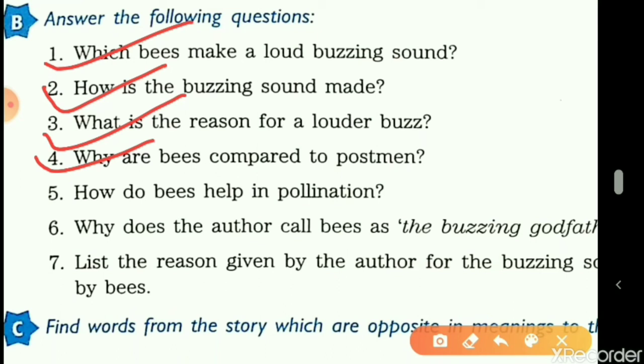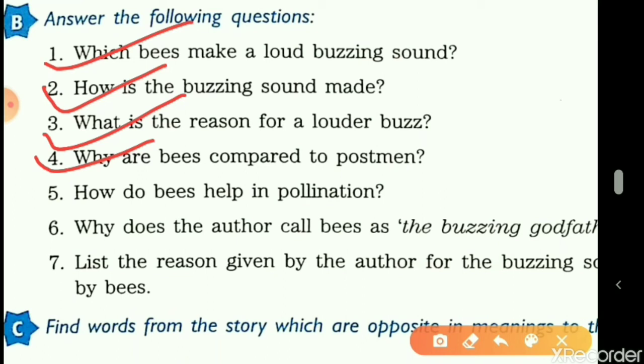So what is pollination? Pollination is the transfer of pollen from one flower to another flower. And what happens when bees sit on a flower to suck its sweet nectar? As I said, flowers secrete sweet nectar. So when bees sit on a flower to suck its sweet nectar, what happens?